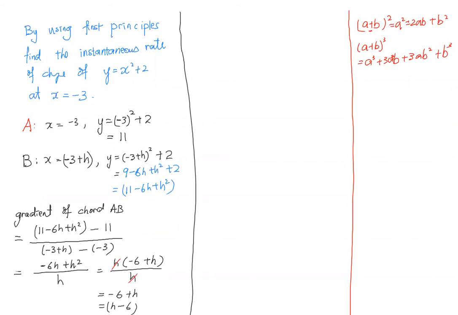Okay. Then next step, what should we write? We will write limit dy dx equal to limit h tend towards 0 slope or gradient, up to you, of chord AB. So limit h tends towards 0, h minus 6. So I got negative 6 here. Are you okay?